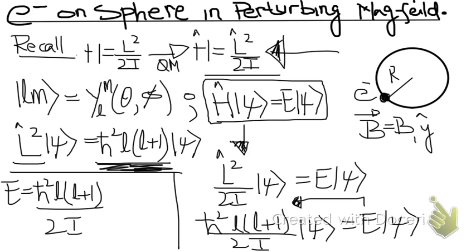Before I go on to the next page, let me mention that this energy eigenvalue is my zeroth order energy, because it is just for when the electron is confined to the surface of the sphere, without any perturbation term, magnetic field or whatever. So this is my zeroth order energy. Alright, let's go ahead to the next page.